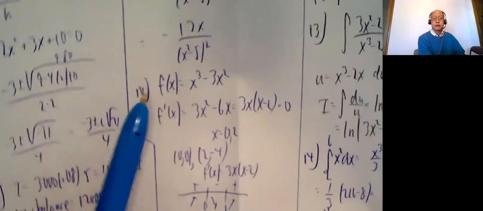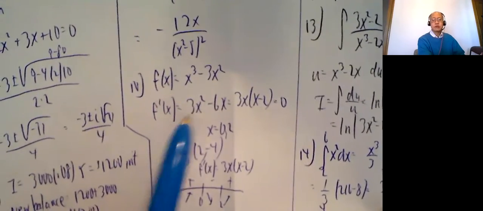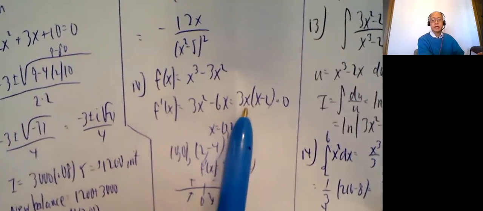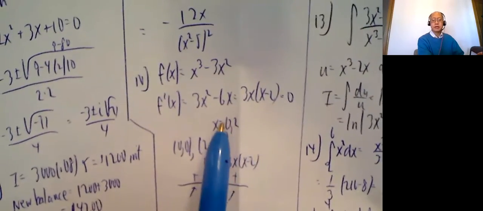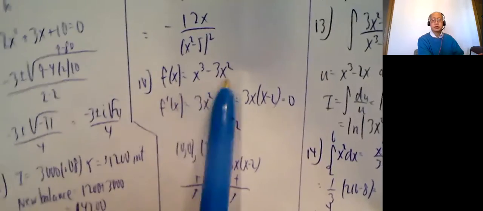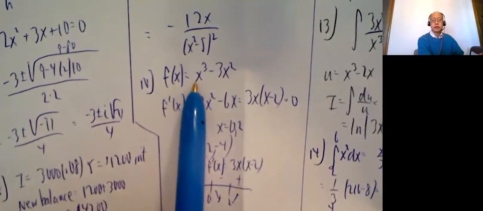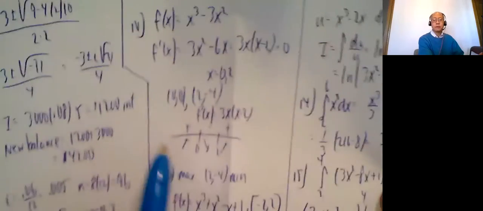Number 10, f prime of x is 3x squared minus 6x, which factors into 3x times x minus 2. Set that equal to 0. X equals 0, x equals 2. Plug in 0, you get 0. Plug in 2, you get 8 minus 12, which is negative 4.